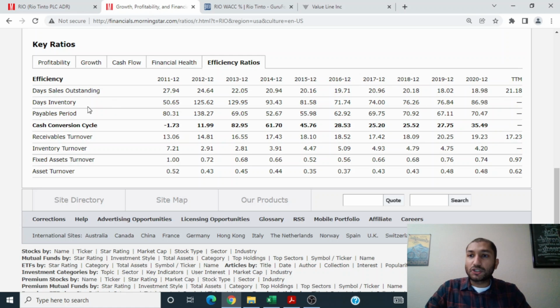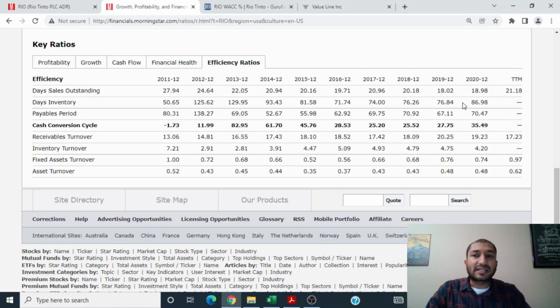Next is the days inventory. This number gives an idea of how many days the company's products sit in its inventory before they're sold. Back in 2011, the company's days inventory was about 51 days, and for the year 2020, it was about 87 days. Ideally, we want the company's days inventory number to be staying steady or decreasing.